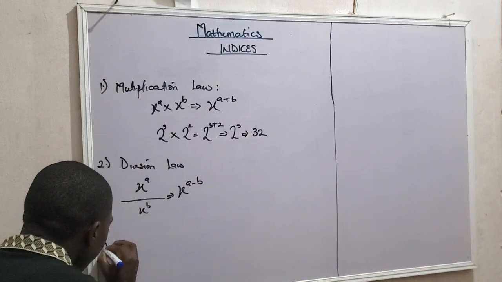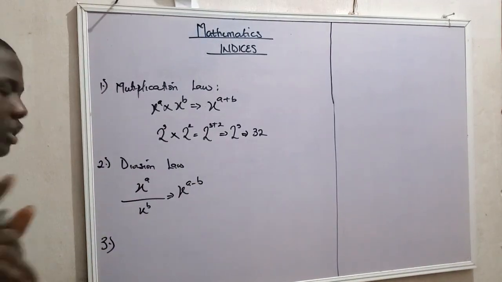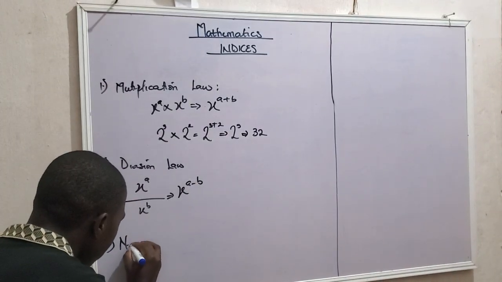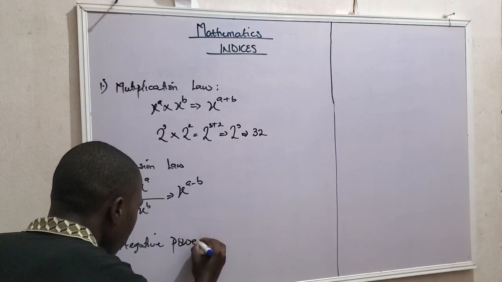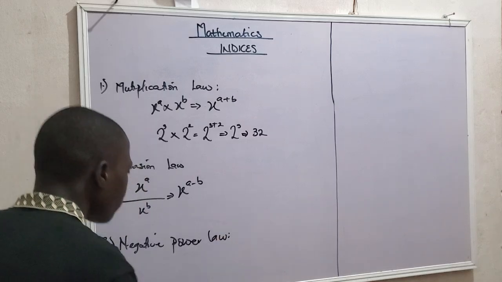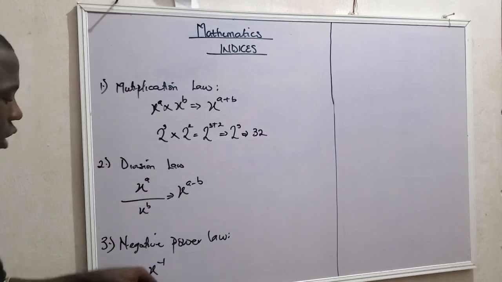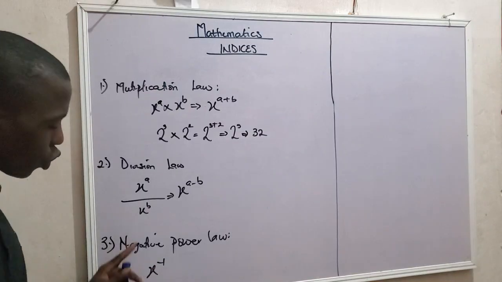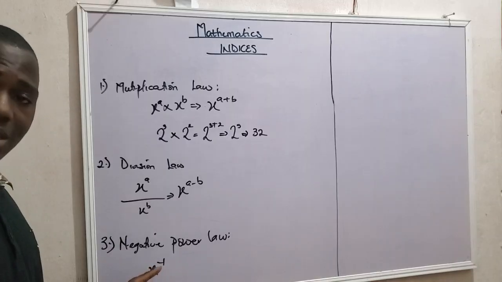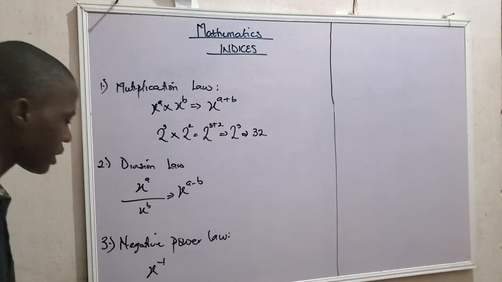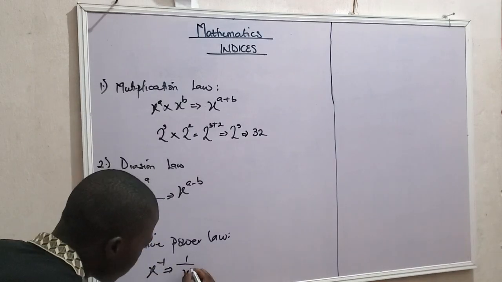Next up, we have the third law of indices, known as the negative power law of indices. Please pay attention here. Let's say for instance, we have a variable x with the power of -1. The minus here simply means 1 all over this same base number raised to that power. So this can also be written as 1 all over x raised to the same power.